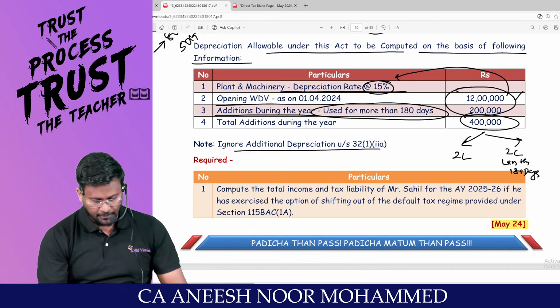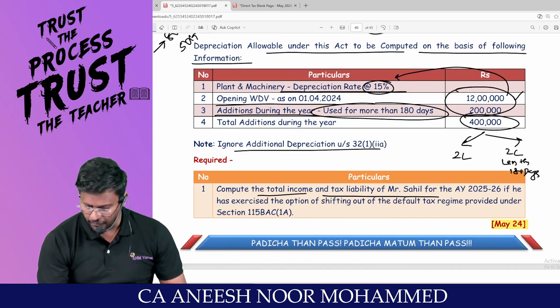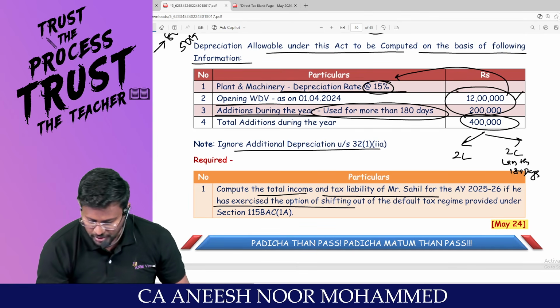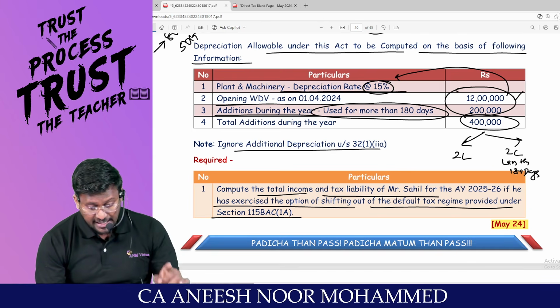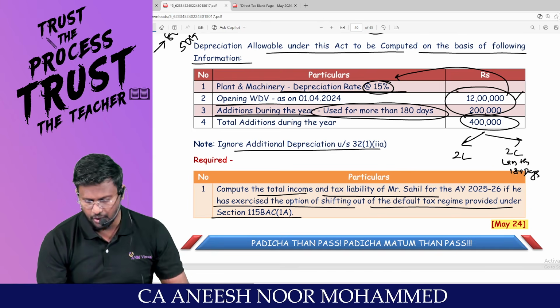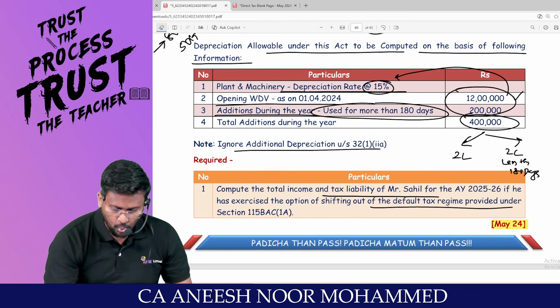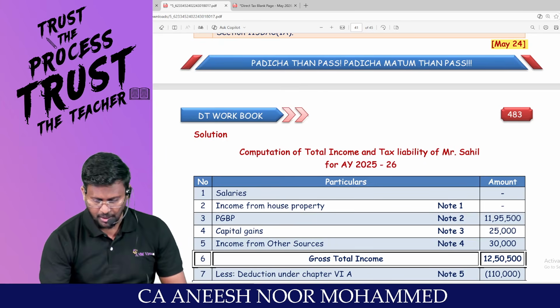Ignore it. Leave it. Compute the total income and tax liability of Sahil for assessment year 25-26 if he has exercised the option of shifting out of the default tax regime provided under 115BAC. If he has exercised the option of shifting out of the default tax regime, that means which route is he going to travel? Optional tax regime.